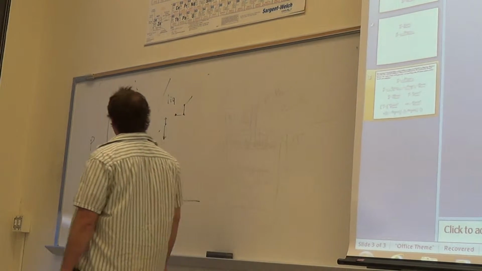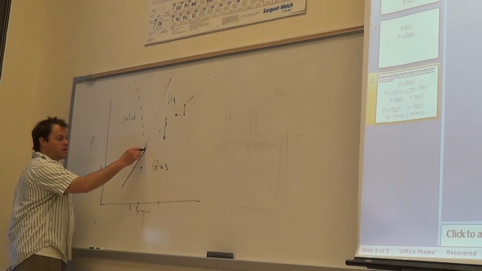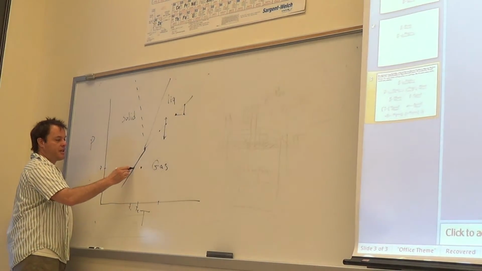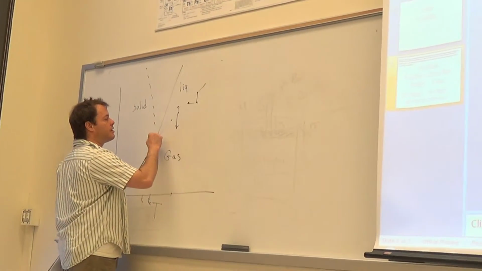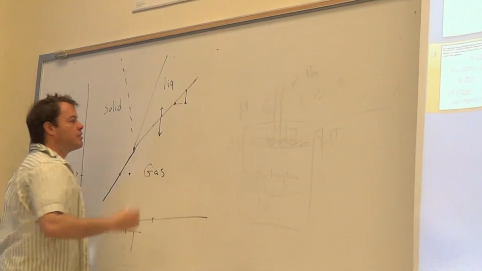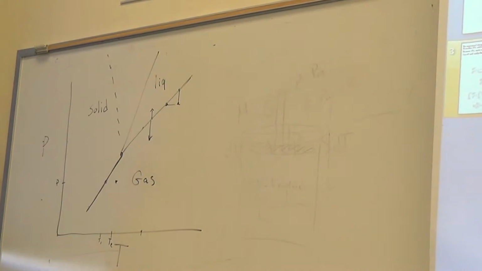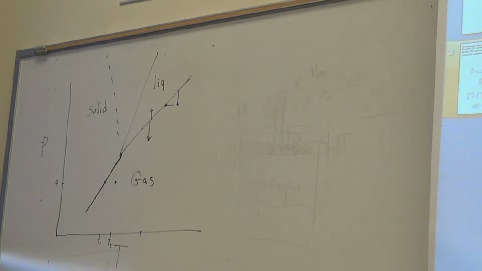What about the relative slopes of this line, the solid to gas equilibrium line, and the liquid to gas equilibrium? Which one of those has a larger slope? Solid to gas. Just by looking at the way I've drawn it, it looks like solid to gas. Can we figure out an argument for why that might be the case? Solid's often the most condensed state of a substance, right?